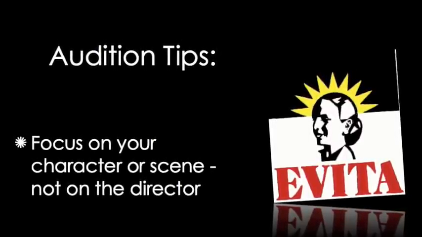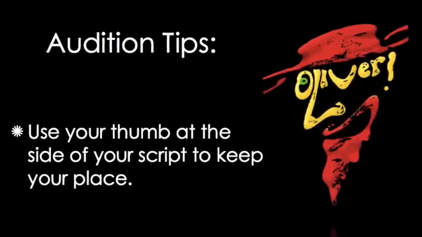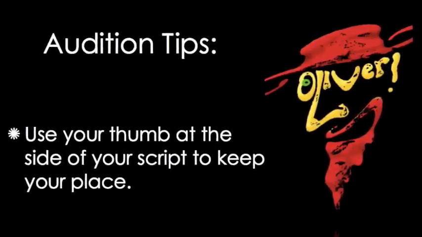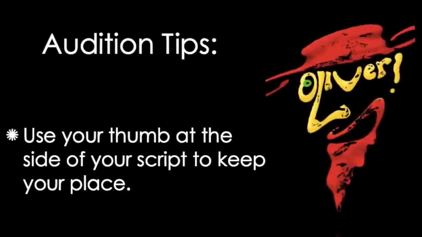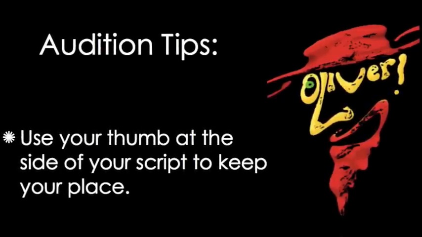Tip number 8. Now this is a useful tip when auditioning with other scene partners. When auditioning, use your thumb at the side of your script to keep your place. This way you can look up when needed without losing your place, and it also gives you the opportunity to actually look up rather than remaining buried in your script the whole time.